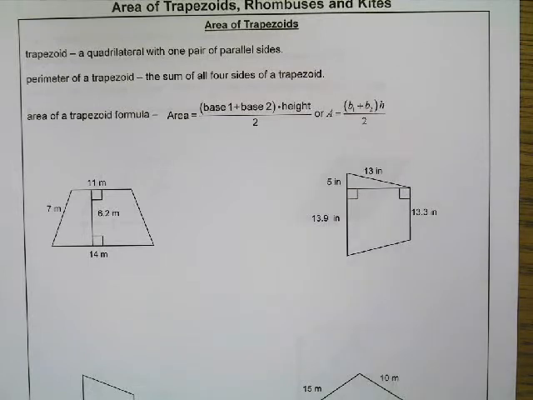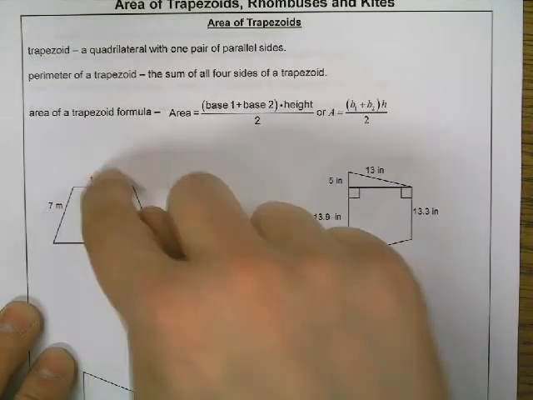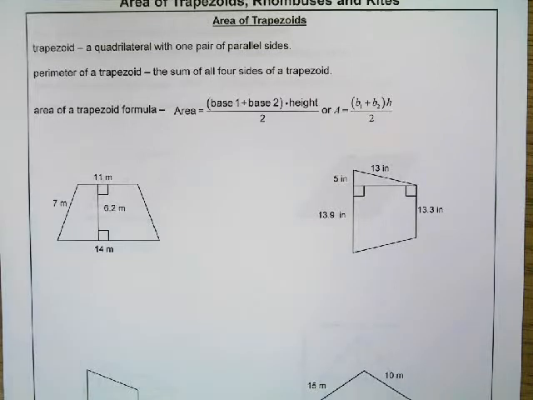To find the perimeter of a trapezoid, you add up all four of the sides. You do not necessarily add a segment inside here. You just add up all four of the sides. We're going to focus on area, though.